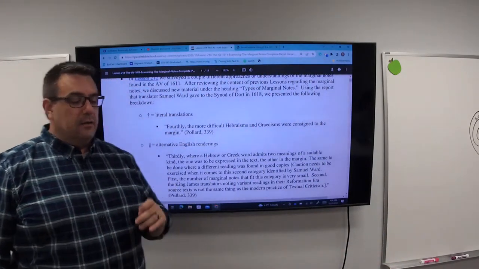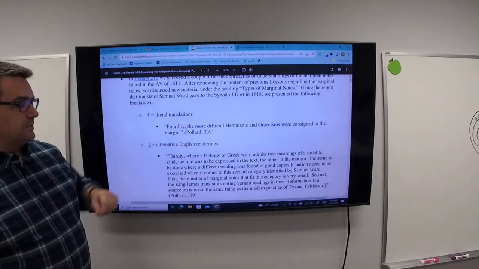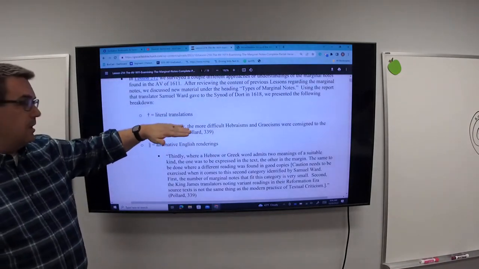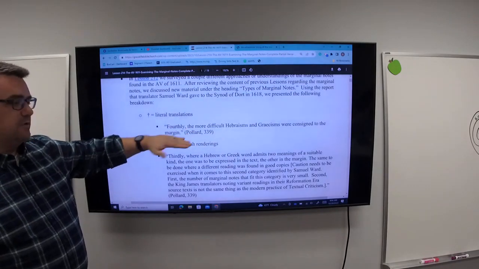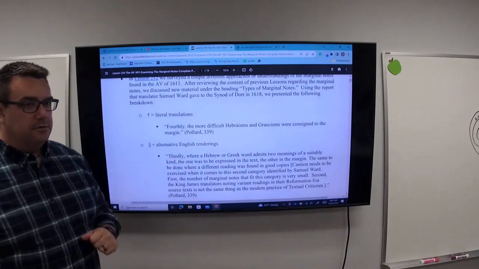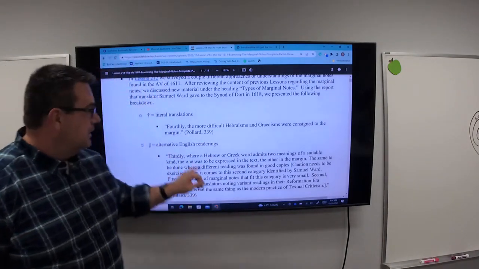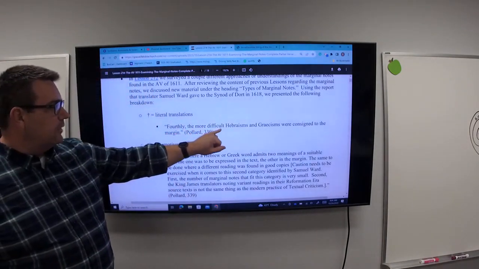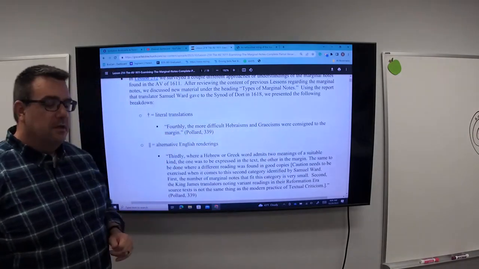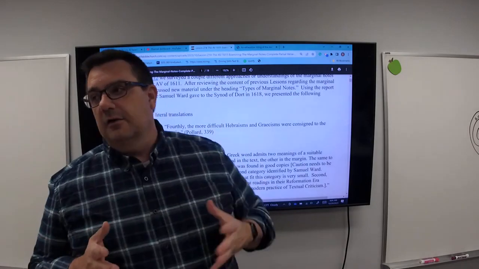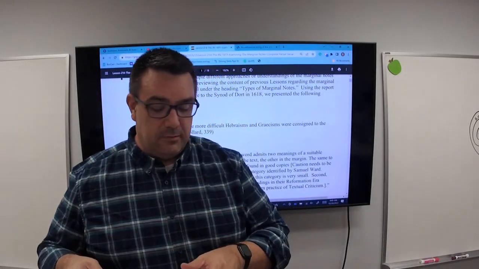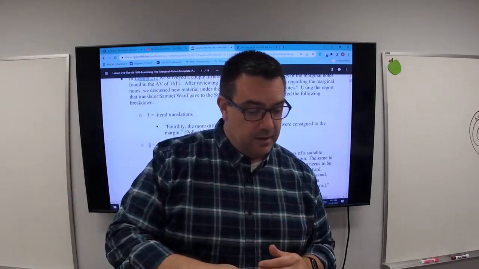And what Samuel Ward said about that at the Synod of Dort, so we've triangulated the marginal markings with statements made by Samuel Ward, which you can read about in Pollard's book, page 339. He said, fourthly, the more difficult Hebraisms and Grecisms were consigned to the margin. So when you encounter the dagger symbol, it is indicative of more literal translations of the Hebrew and Greek. So we went over this before.